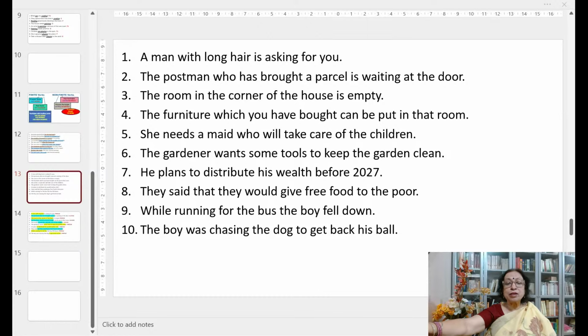Six, don't go to 6, 5, 4, 3, nothing. I'm not going to correct those now. I will try to find them later. The postman who has brought a parcel, that is a clause. Then the room in the corner of the house, that is a phrase. Now let us move to the in the corner of the house phrase, right?